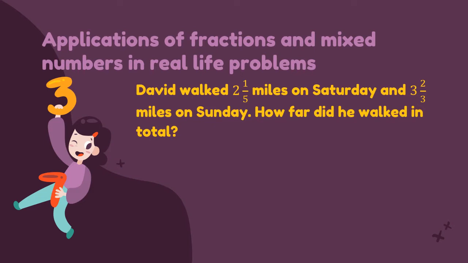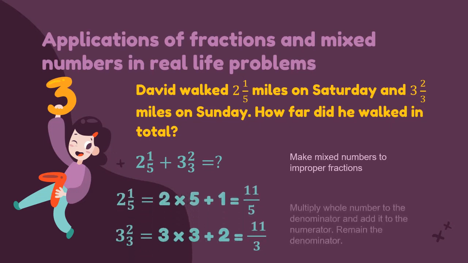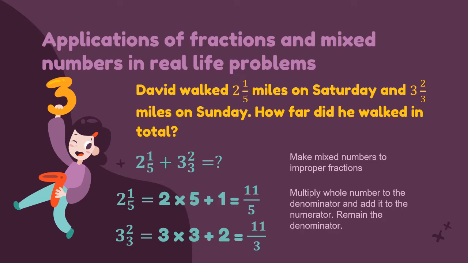So, with that question, which means that we will add these two values, 2 and 1/5 plus 3 and 2/3. Now, in order to answer this one, first we need to change the mixed numbers to improper fractions. So again, multiply the whole number to the denominator and add it to the numerator, and then remain the denominator. So we have 2 and 1/5, whole number 2, multiply it by 5, which is the denominator, and then add it to 1, which is the numerator. So 2 times 5 plus 1 is equal to 11 over 5.